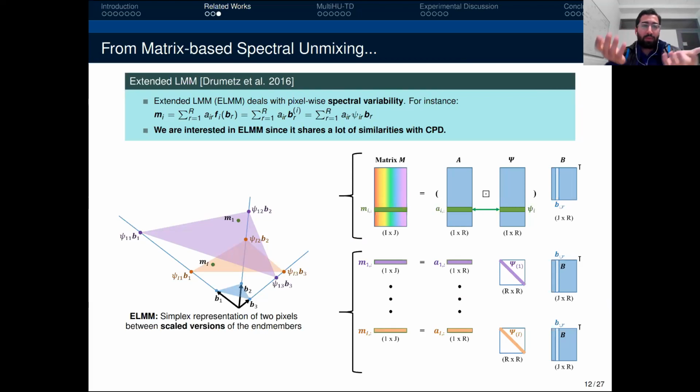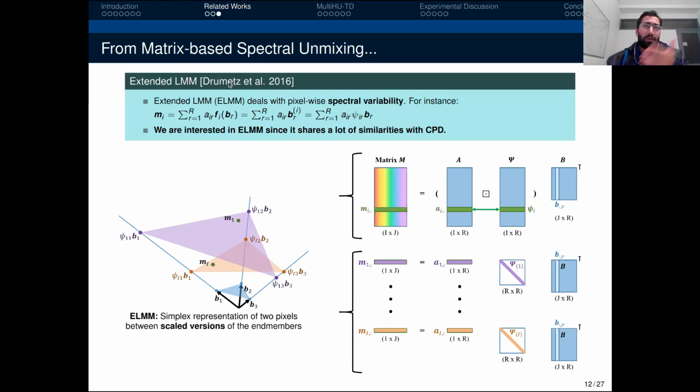When you talk about matrix decomposition, you have a huge subspace of solutions, and you want to try your best to restrict it. But another thing is that there are variabilities in real scenarios that you can't model with just a linear mixing model, because it's too restrictive for the data. So what is proposed in one of the works, Drumet et al., published in 2016.